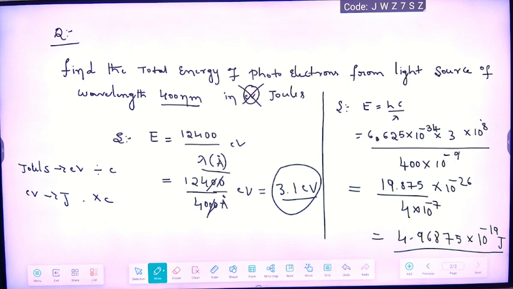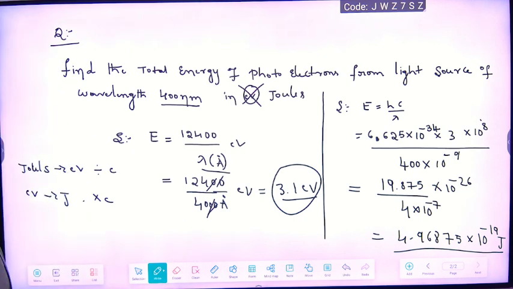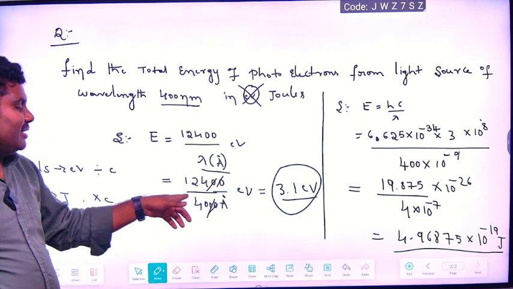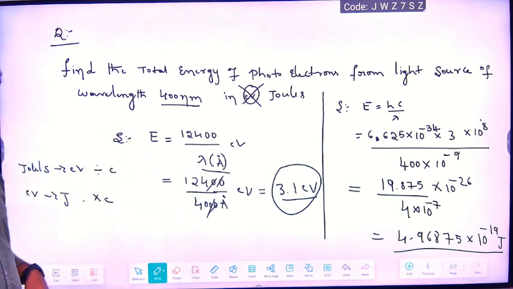6.625 into 10 to the power of minus 34 into 3 into 10 to the power of 8 is 19.875. How can it be 12375? You will not get that. When you multiply that one with the charge of electron, you will get the answer.